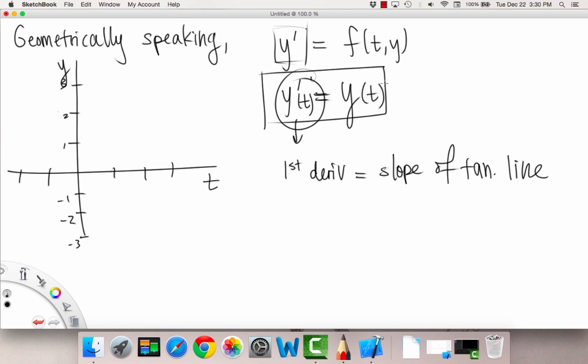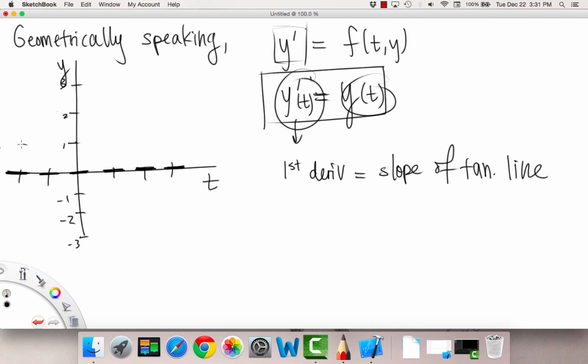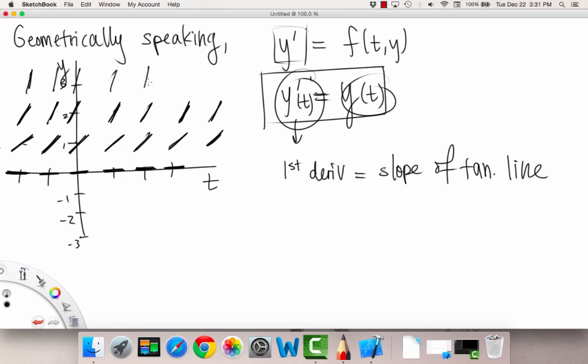So that means that when y is equal to 0, so when we're on the t-axis, our slope is 0. So I'm going to draw these little slope lines, something like this. We have horizontal slope lines. And when y is equal to 1, so when we're up here, our slope is going to be positive 1, going across. When we're at a height of 2, our slope is going to be 2. So it becomes steeper and steeper, and keeps going up and up. It becomes steeper and steeper as we go up.